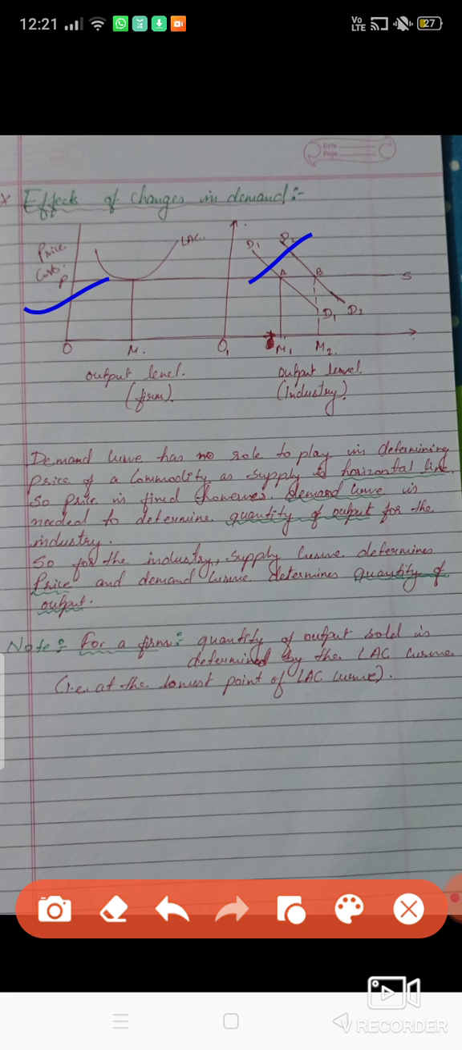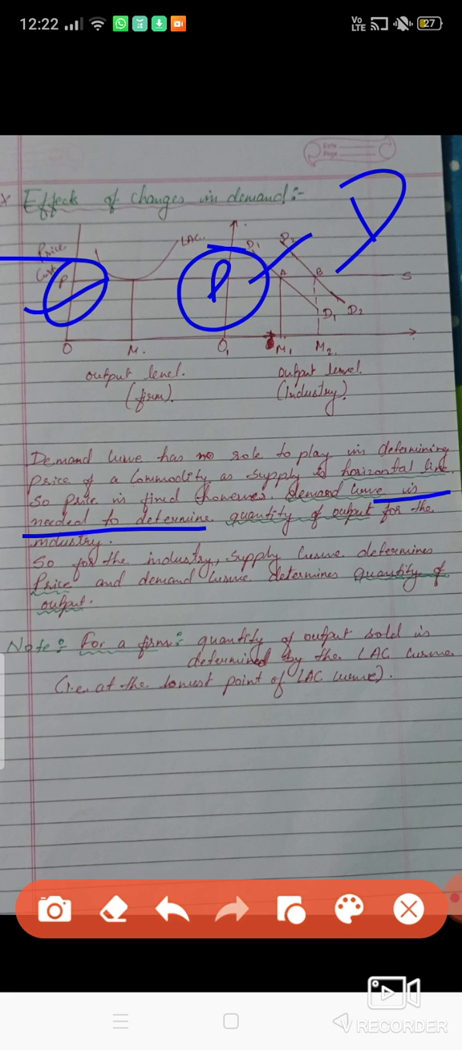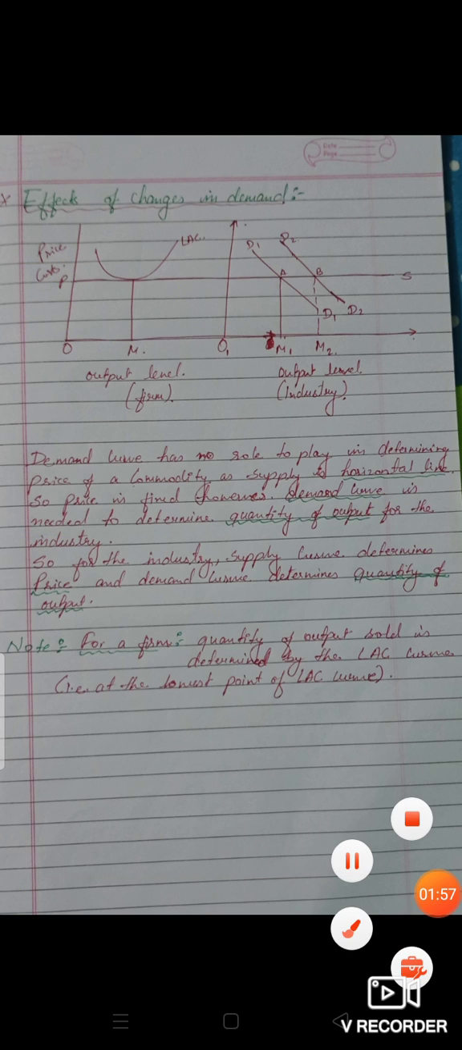So the demand curve has no role to play in determining the price of a commodity, as the supply curve is a horizontal line, so the price is fixed, okay. Here it is told that there is no role of demand in fixing price, but however the demand curve is needed to determine the quantity of output for the industry, okay.